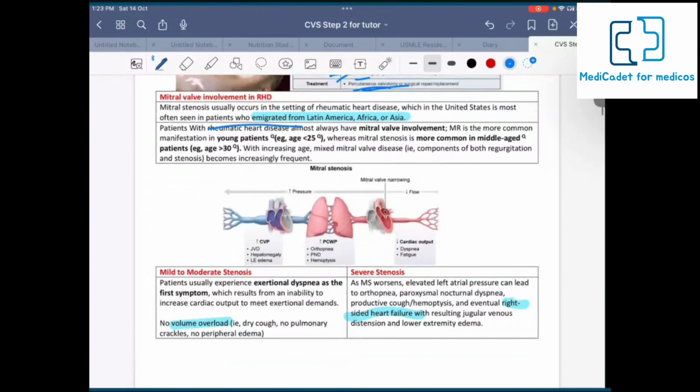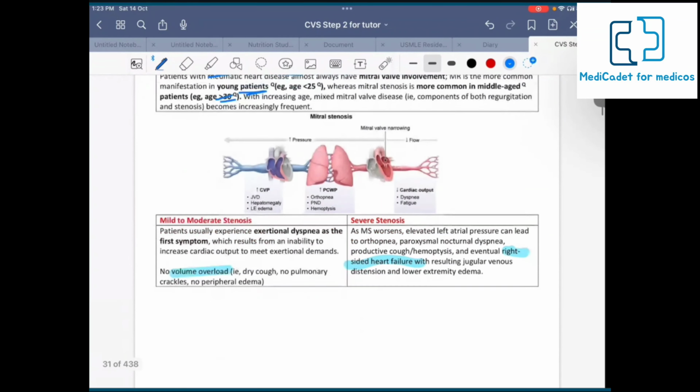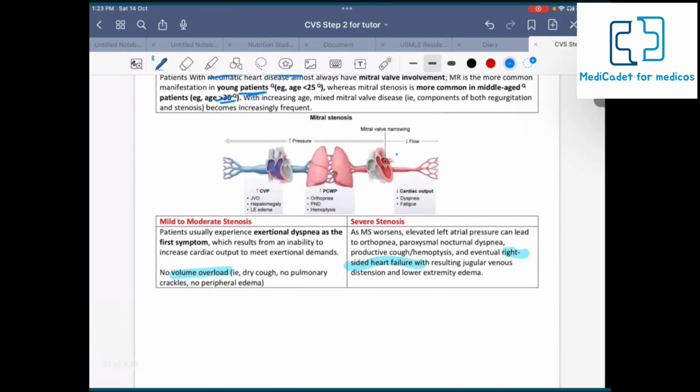Rheumatic heart disease is the most common cause, and you can see it in younger patients as well as middle-aged patients. Like I told you, it's a pressure overload condition. So the pressure in the atria is going to increase, and that will increase the pressure in the pulmonary vessels, the pulmonary capillary bed pressure. That will increase the pressure in the venous system, which is going to cause JVP dilatation, hepatomegaly, lower limb edema, orthopnea, all those heart failure symptoms. You will see them here also. But the problem is the heart is not failing.